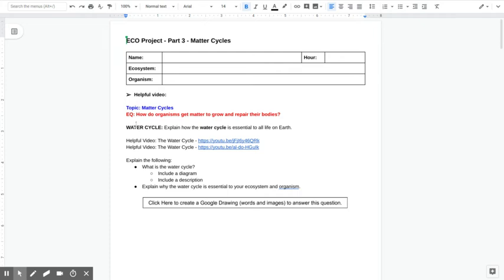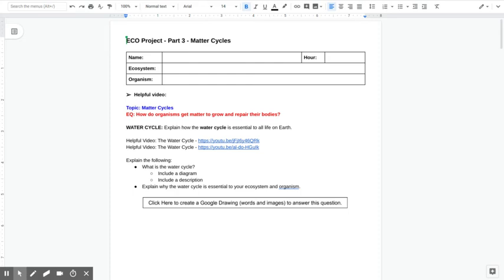First little part is on the water cycle. And within this part, I put some helpful videos that you might want to watch to refresh your memory or build on what you learned before. And within this Google Drawing, you need to state what the water cycle is, include a diagram and a description. As always, you don't have to create your own diagram. You may find one online and cut and paste that in.